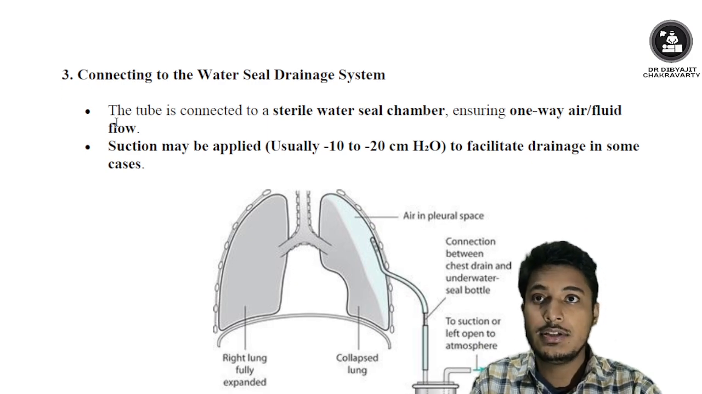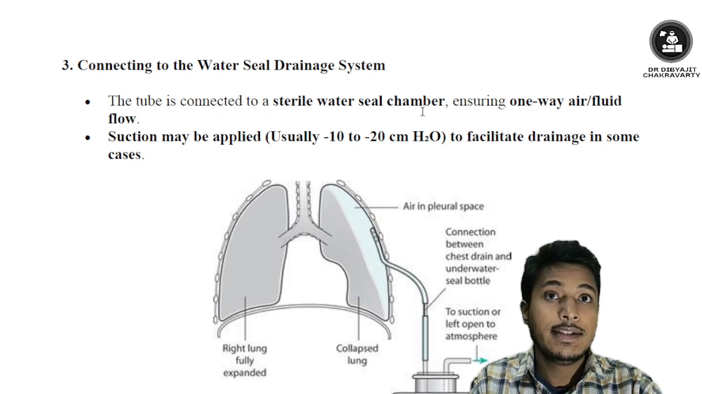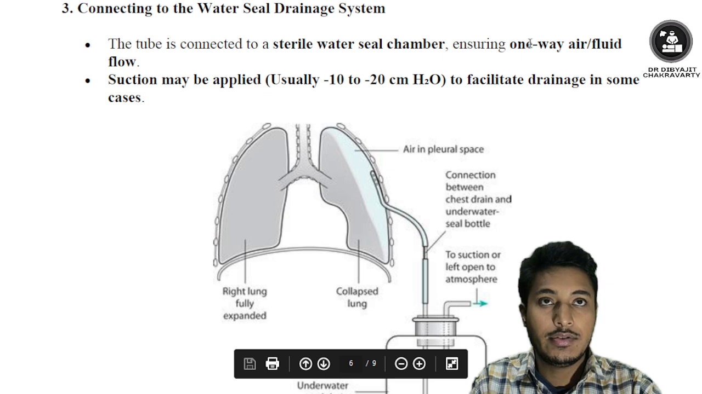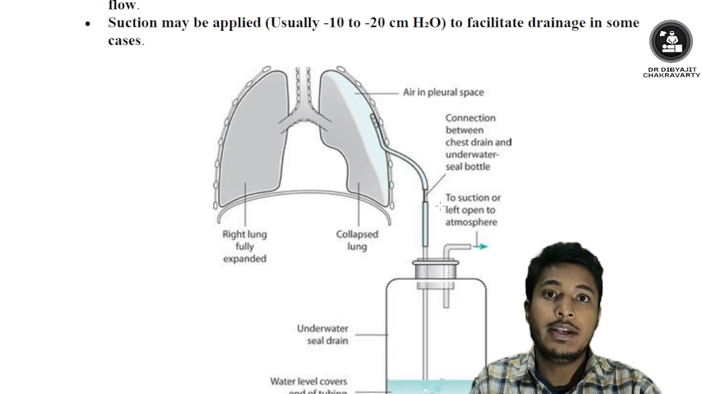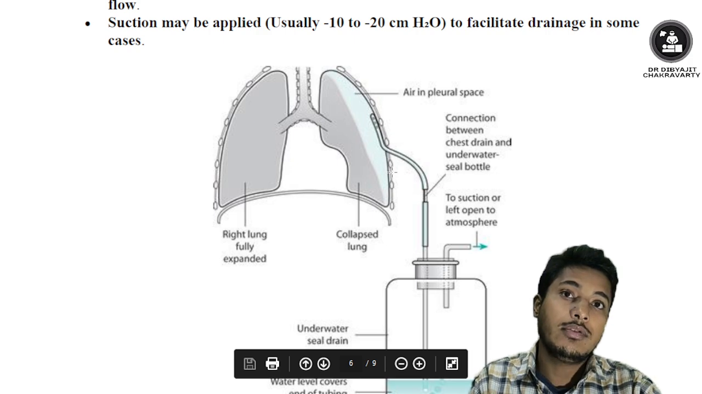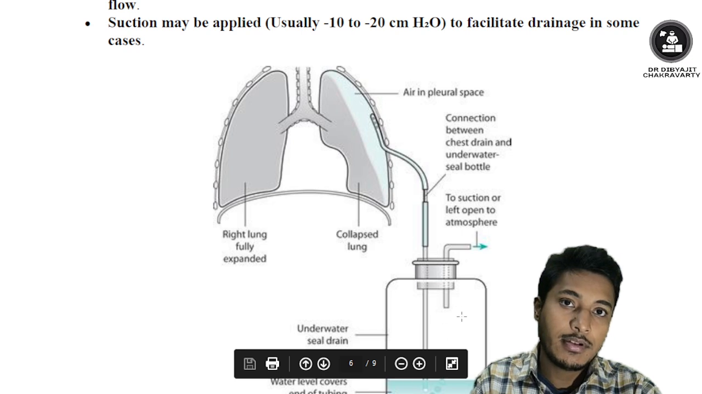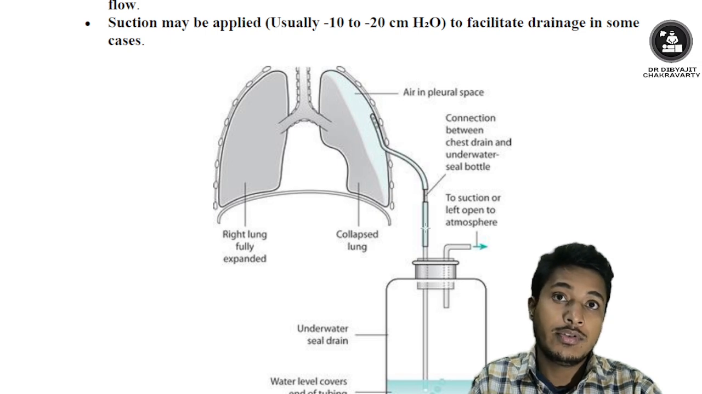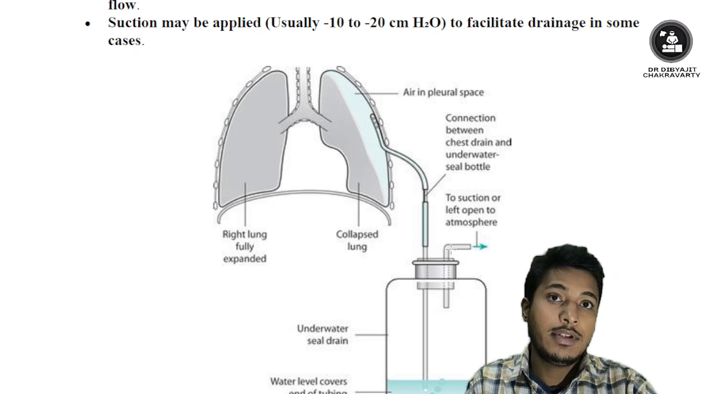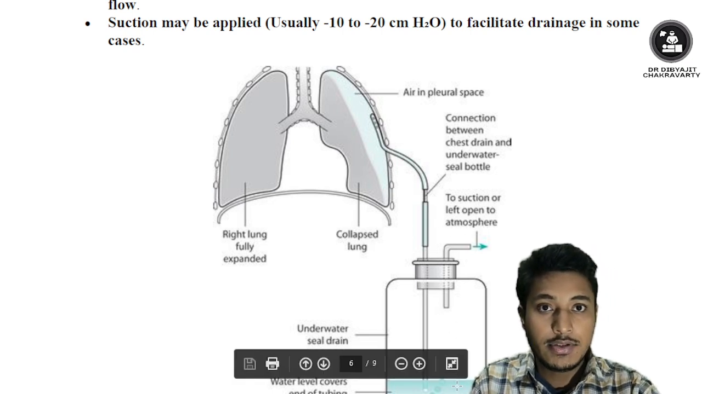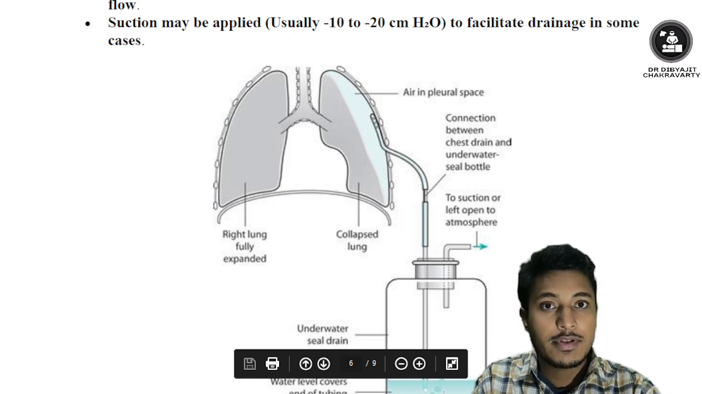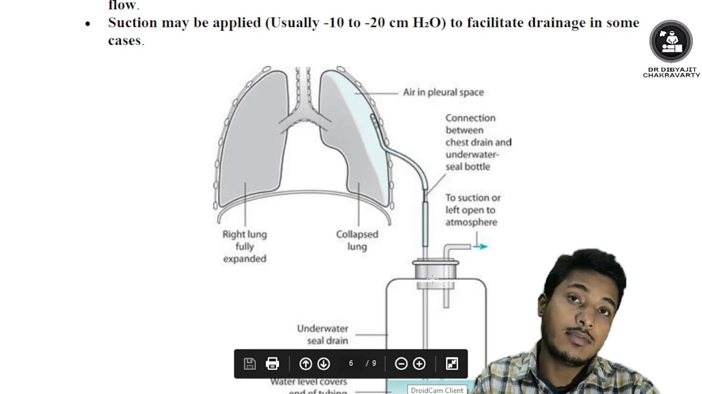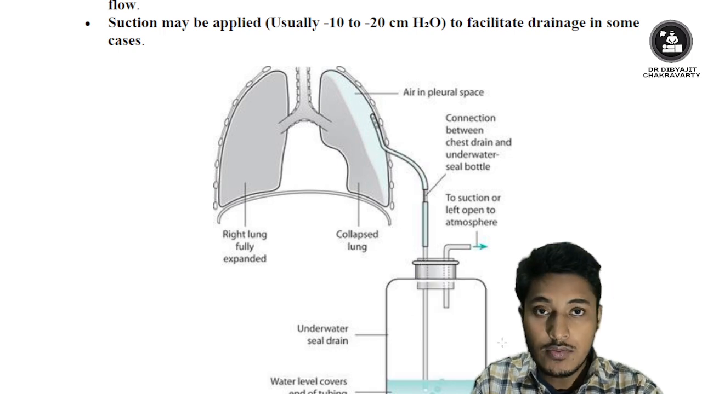Regarding the connection of the water seal drainage system, the tube is connected to a sterile water seal chamber, which is shown in this diagram here, ensuring one-way air and fluid flow. So by gravity, the fluid will come here, and also due to this downward placement of the intercostal water seal drainage system, there will be a negative pressure in the pleural space, which will suck the air also, and the air will then be cleared out to the atmosphere. And because of this drainage system, although there will be atmospheric pressure, it won't be sufficient to push the fluid back into the pleural cavity. So thus both air as well as fluid is evacuated from the pleural cavity using this system.